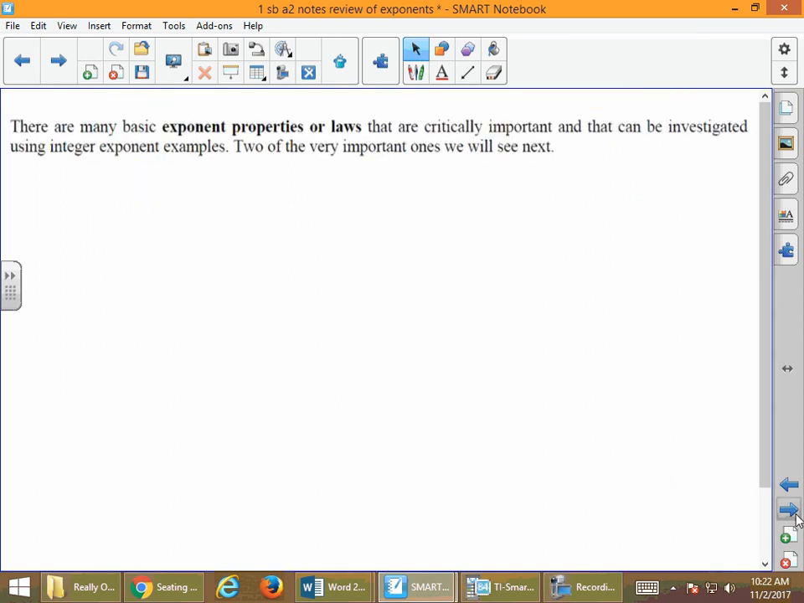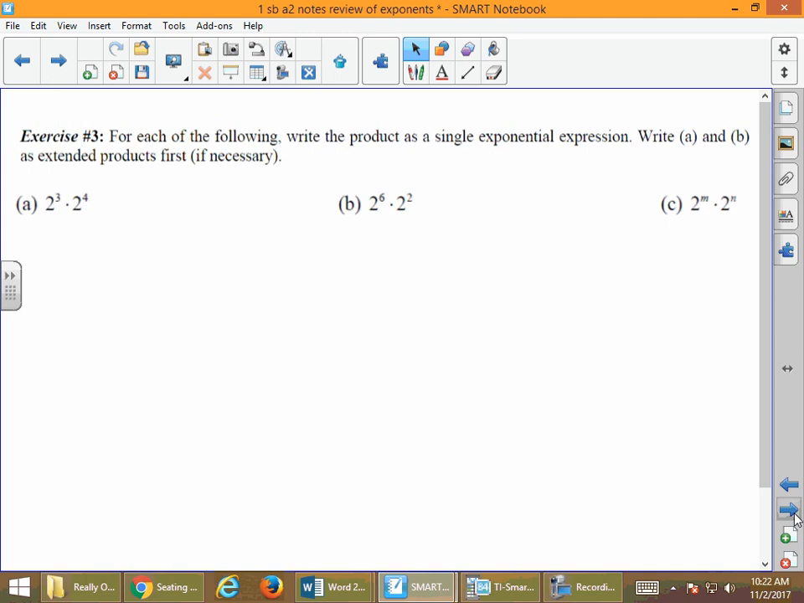As we flip our paper over, we are getting close here. There's many properties or laws that are important, but we're looking at just a select few exponent rules. So now, if we flip our paper over, for each of the following, we want to come up with the rule. Some of you still might remember from Algebra 1 what the rules are, but if you don't, we can figure them out. It says, for each of the following, write the product as a single exponential expression. Write A and B as extended products first as necessary.